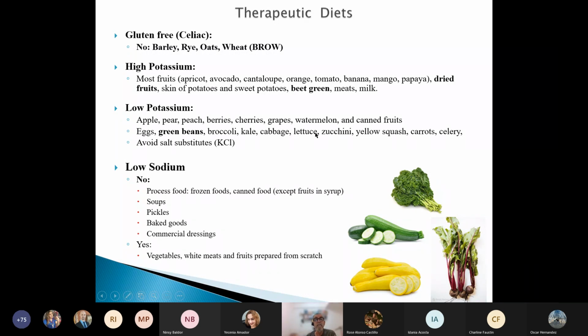There is a series of vegetables that are low in potassium: broccoli, kale, cabbage, lettuce, zucchini, yellow squash, carrots, celery are all low in potassium. I see green beans frequently. Green beans, you call that habichuela, okay? Green beans casserole, okay? Are low in potassium. And don't forget that salt substitutes are potassium, so they should be avoided in a low potassium diet.